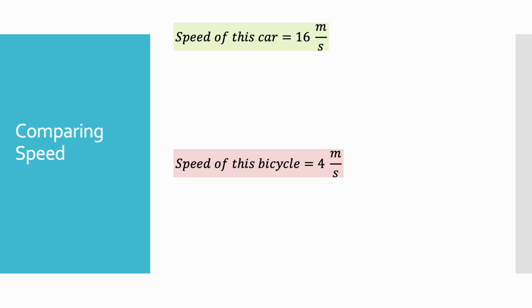So by comparing these two values, we can say that the car is moving faster than the bicycle. So higher speed values indicate faster motion. This is a practical way to understand speed in real life. Faster vehicles or people cover more distance in less time compared to slower ones.